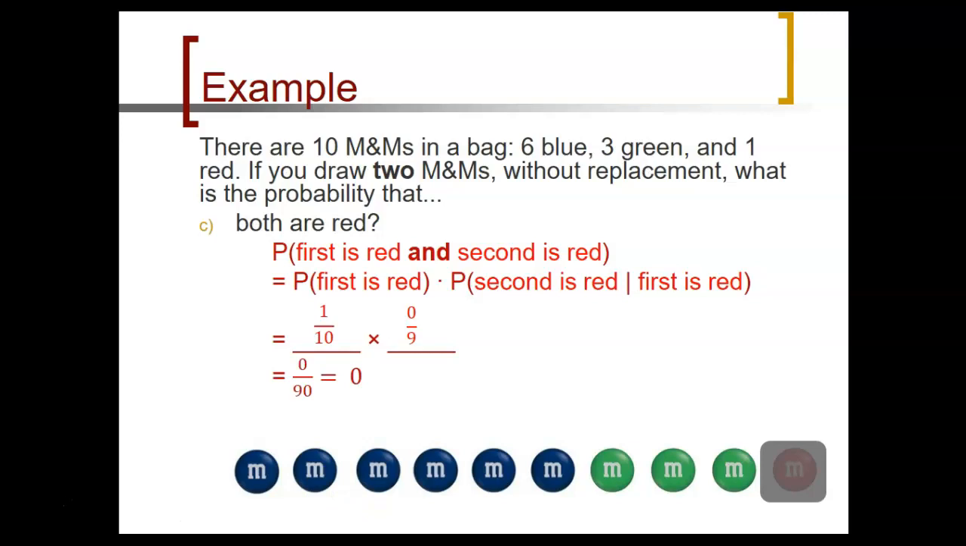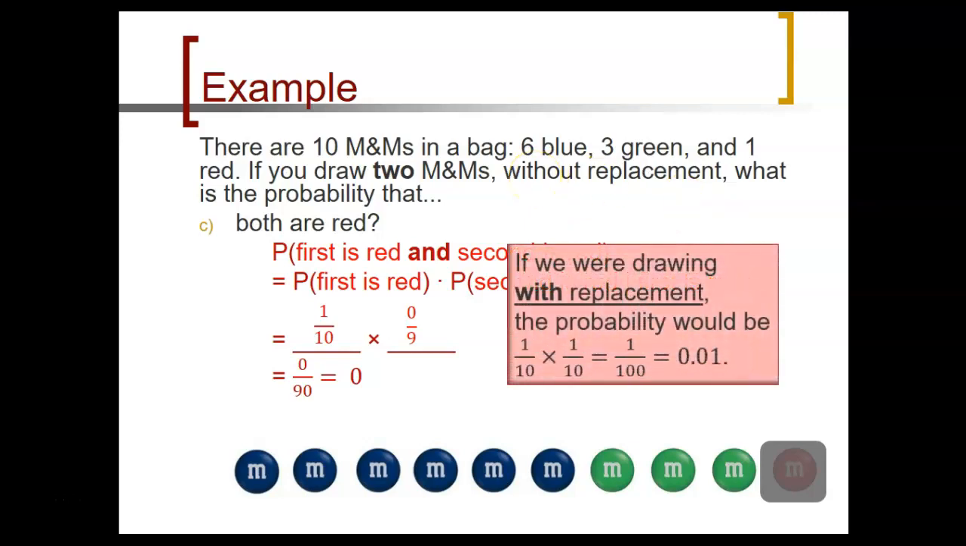Bet you didn't see that coming, right? Well, yeah, I did, because if there's only one red M&M in the bag, there's no possible way that you could pull out two M&Ms that are both red. And when something can't happen, the probability is 0.